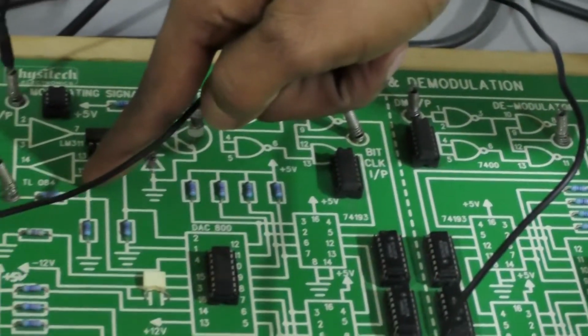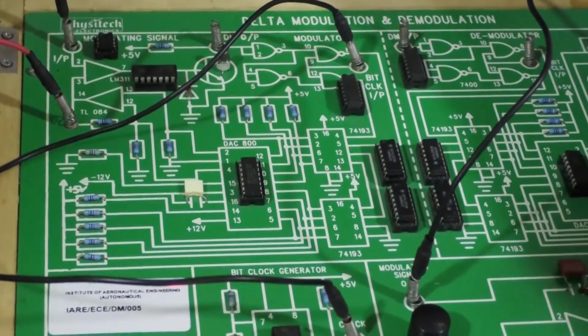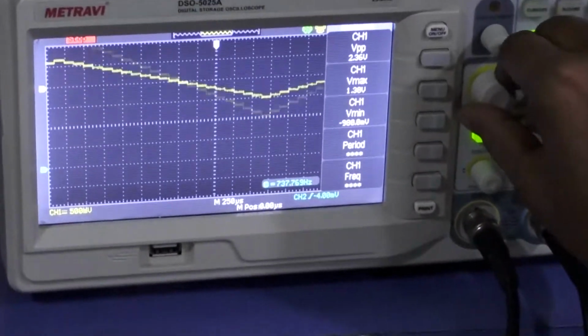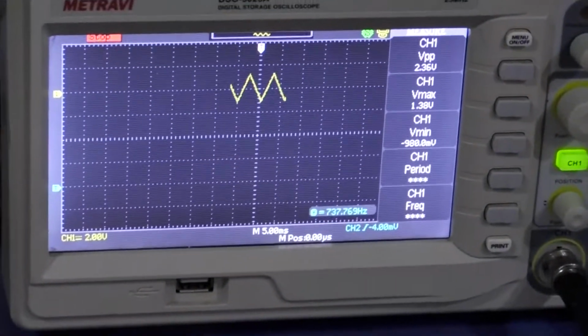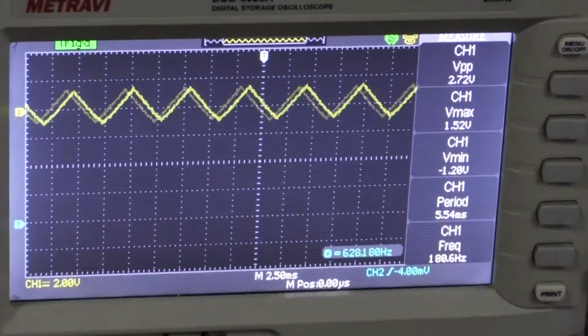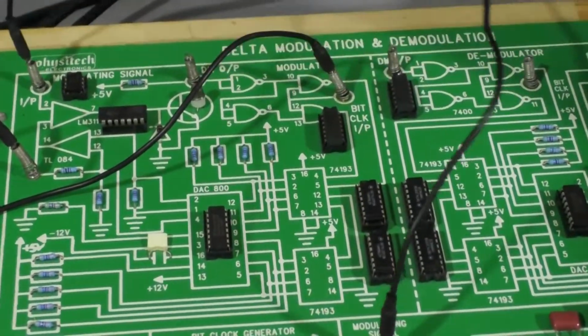So by using this comparator, the comparison can be done like this. Based upon the comparison of the present and previous samples, we will get the step signal like this. Now let us see the output waveform of the delta modulation. Here I am verifying the staircase signal. Now coming to the delta modulation output.